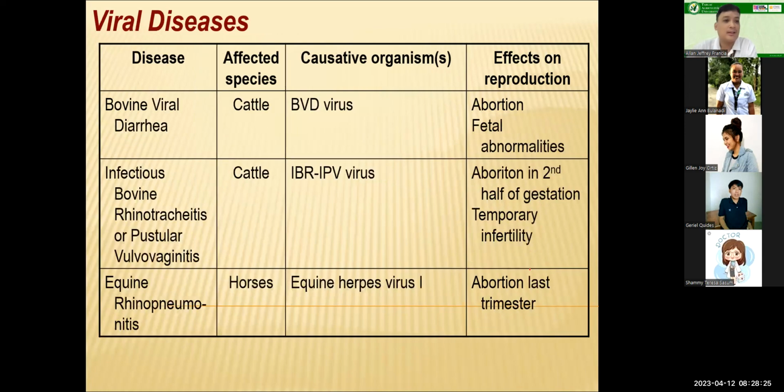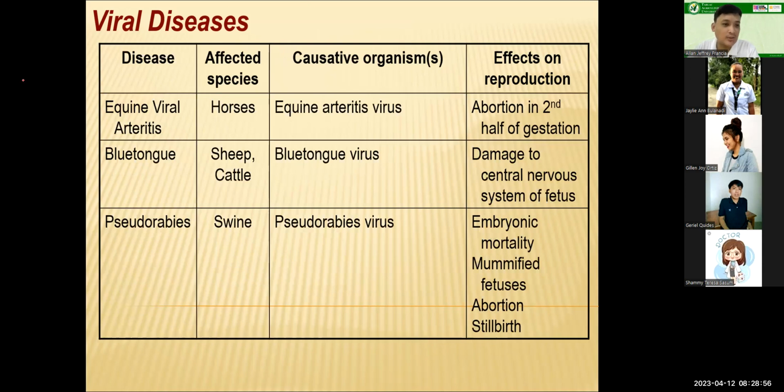Okay? For the viral diseases, we have BVD. For cattle, we have bovine rhinotracheitis, or infectious pustular balanoposthitis, also in cattle. And we have rhinopneumonitis in horses. So all of those are viral diseases that would cause abortion. We also have viral arteritis. We have bluetongue in small and large ruminants. And we also have pseudorabies.